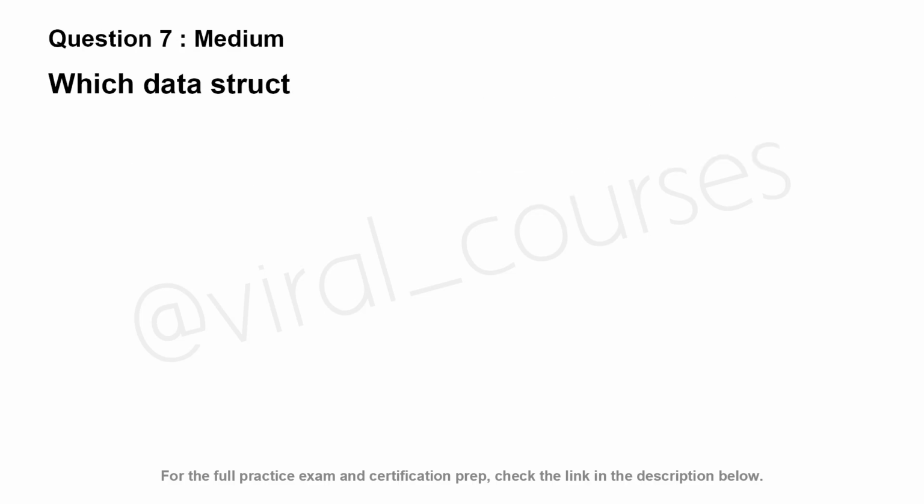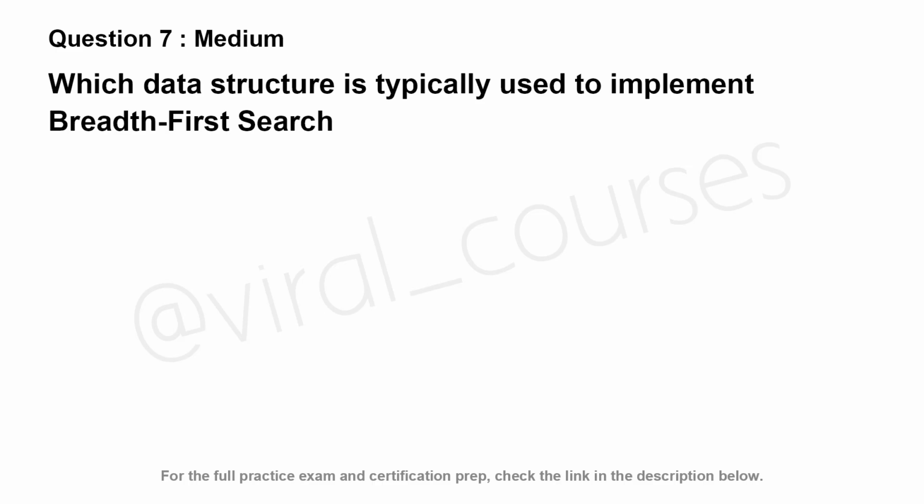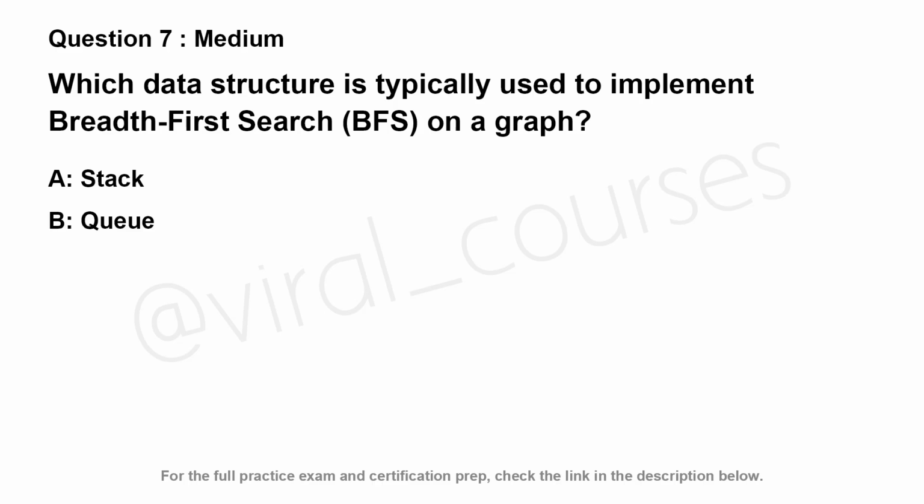Which data structure is typically used to implement breadth-first search, BFS, on a graph? Option A, stack. Option B, queue. Option C, priority queue. Option D, hash map.